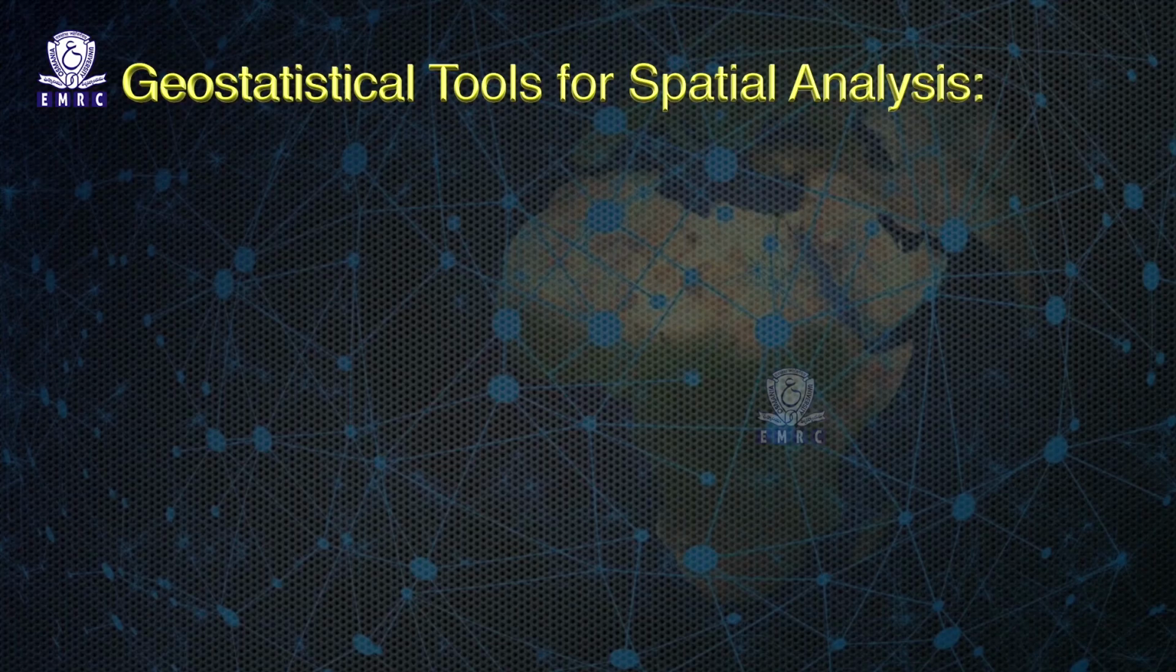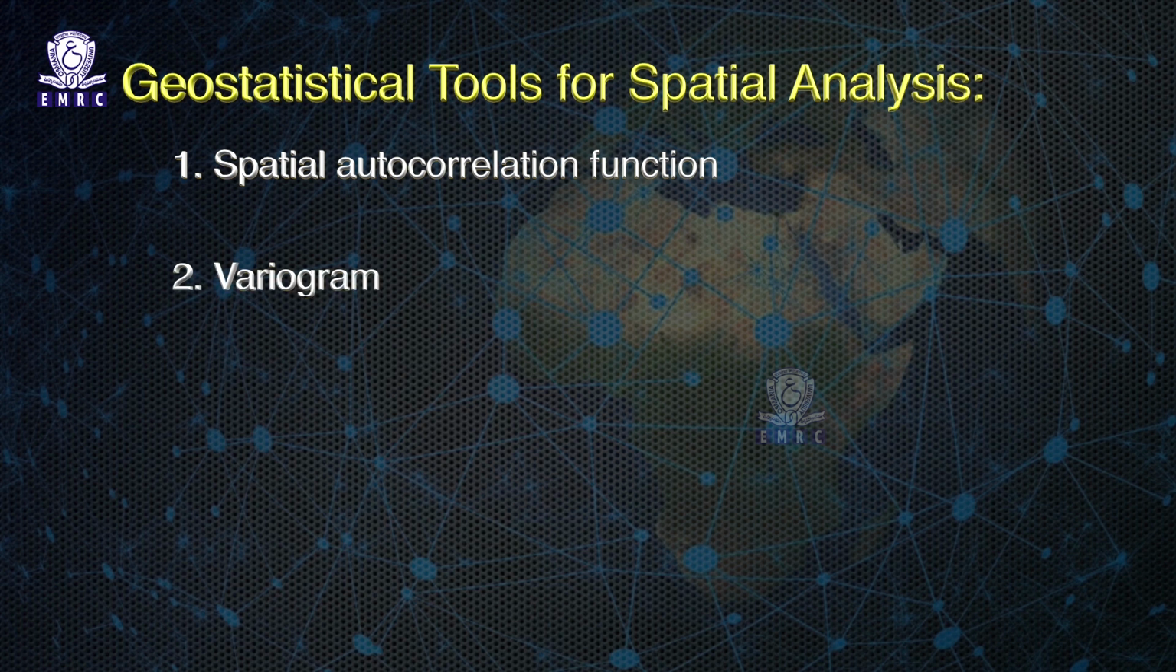Geostatistical tools for spatial analysis. Geostatistics studies the spatial variability of recognized variables, variables that have an attribute value at a location in 2 or 3 dimensional space. Tools to categorize the spatial variability are the spatial autocorrelation function and the variogram.